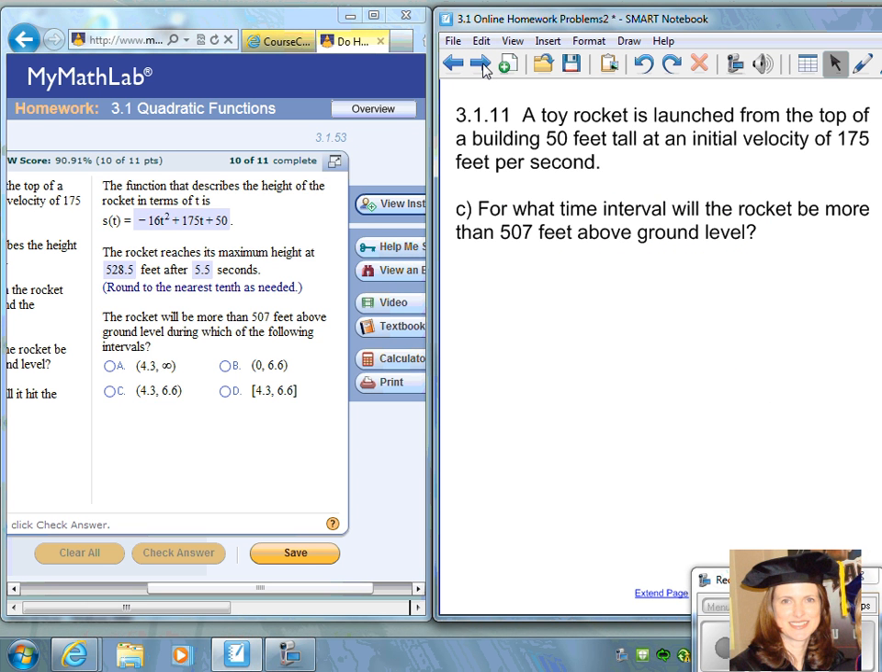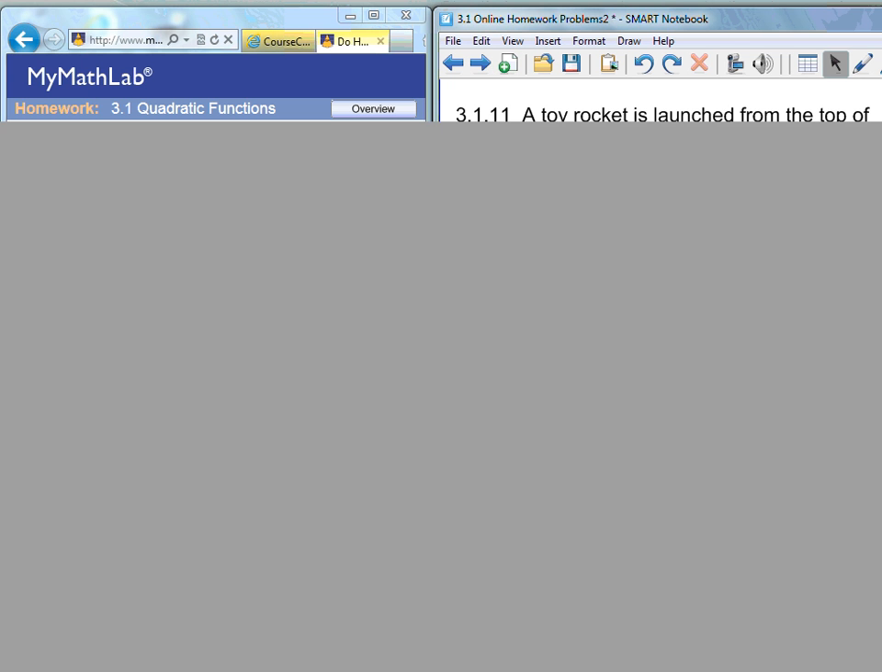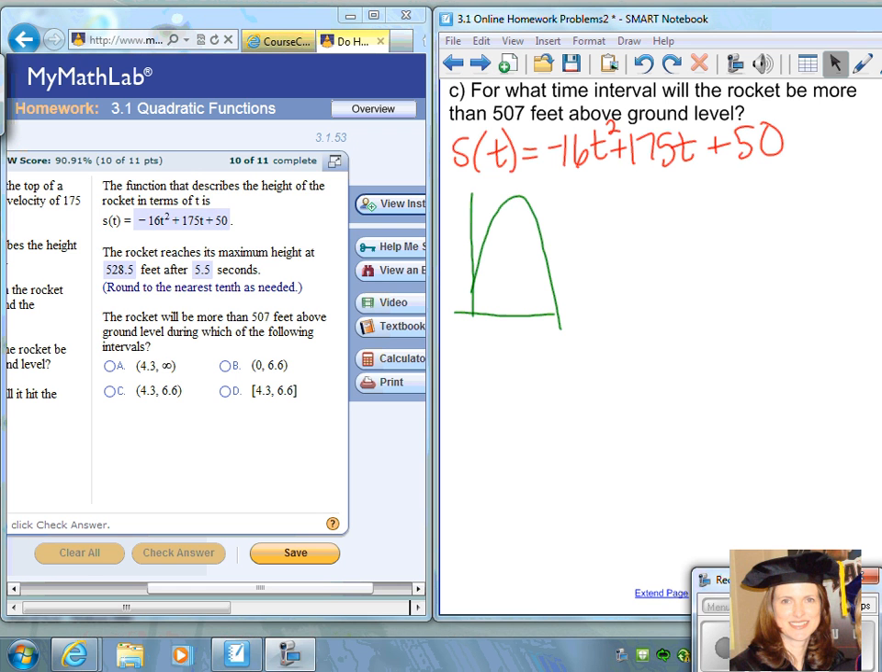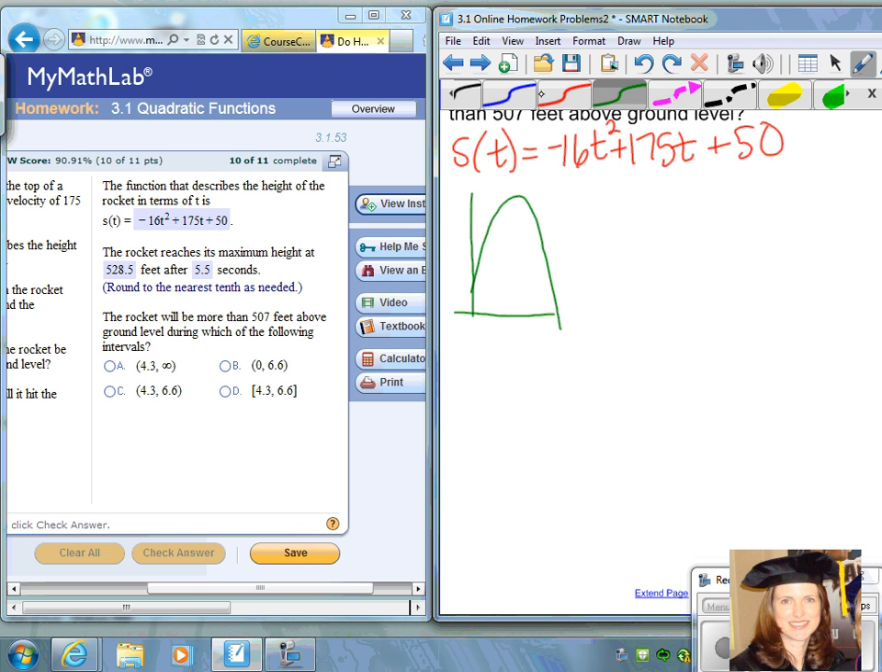For part C, we're asked, for what time interval will the rocket be more than 507 feet above ground level? Okay, for this one we want to find out when will the rocket be more than 507 feet above ground level. Now we know that the rocket starts out about 50 feet above ground level, and then it goes up, it's going to come back down.